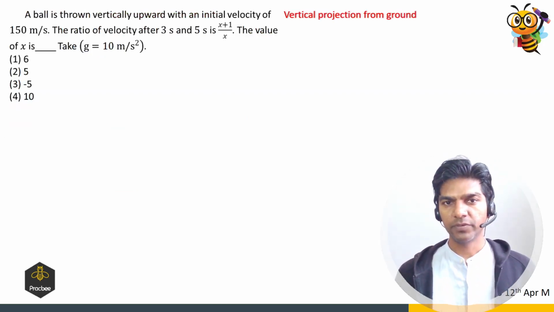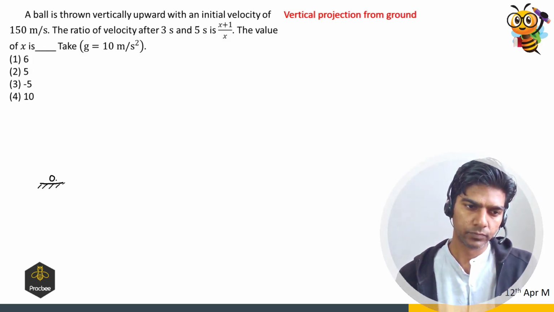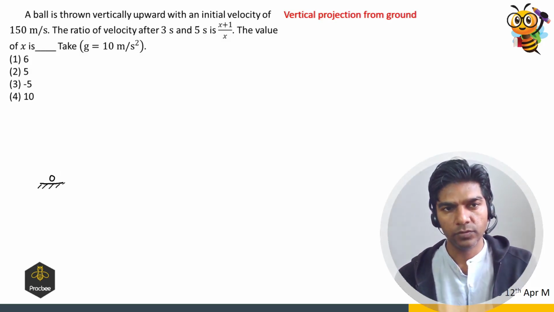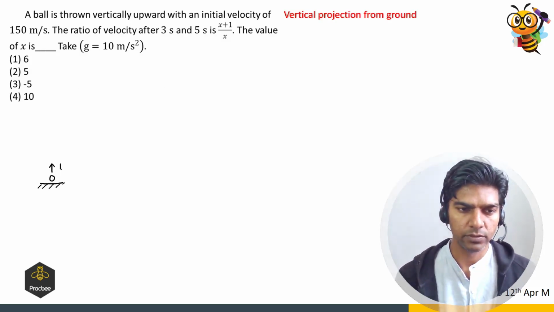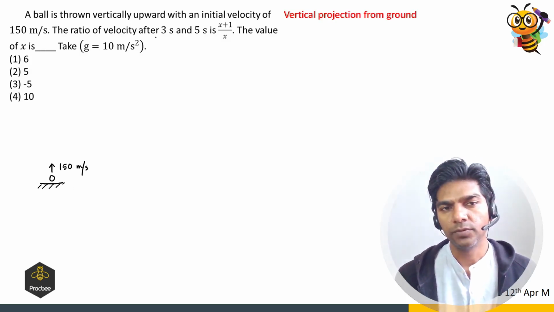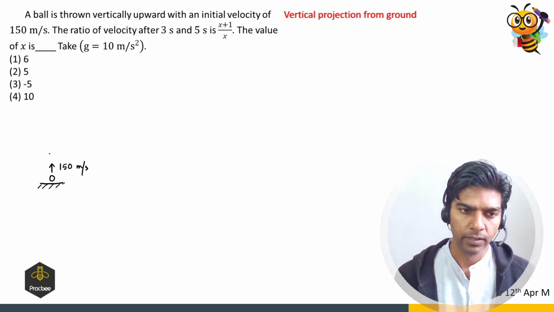Now the next problem type is based on vertical projection from the ground. So here we are projecting a ball from the ground. A ball is thrown vertically upward with the initial velocity of 150 meters per second. The ratio of the velocity after 3 seconds and 5 seconds is x plus 1 by x. The value of x is.